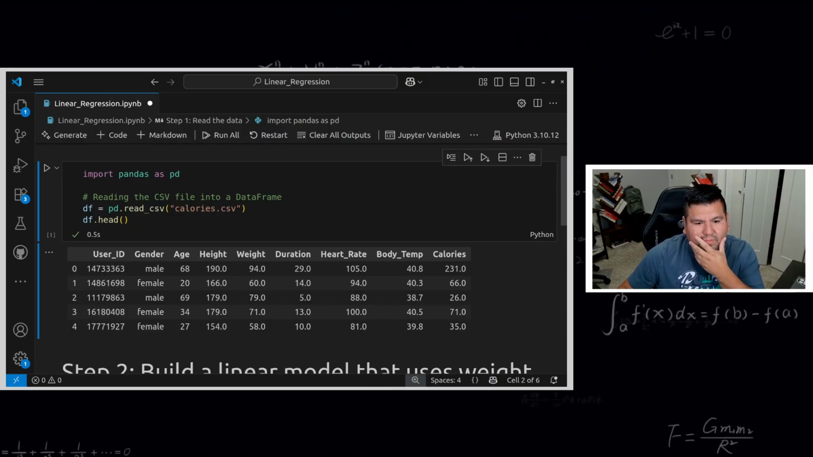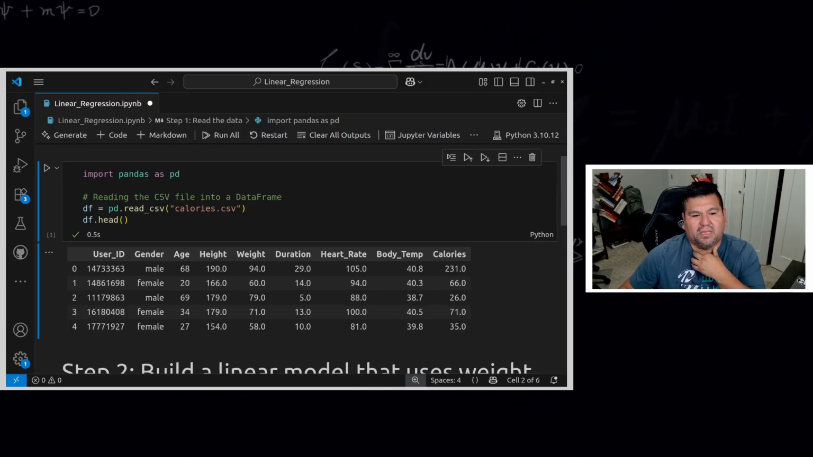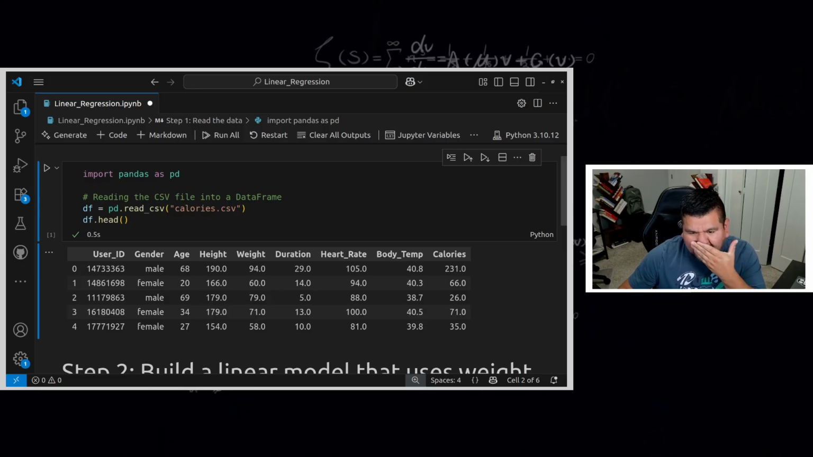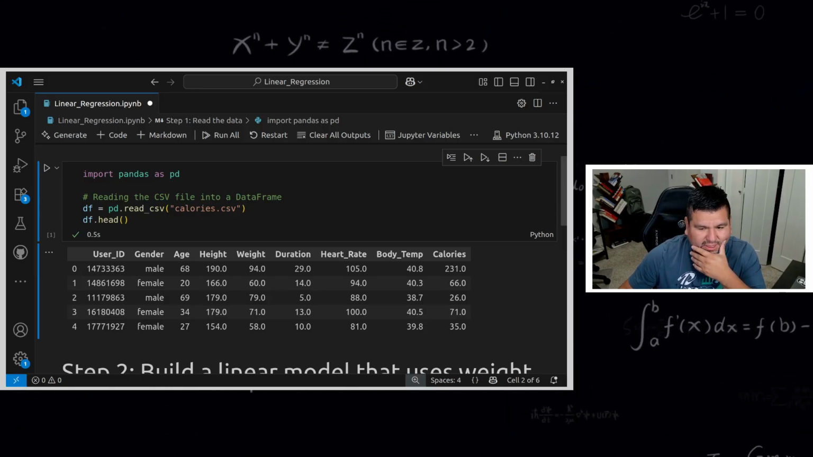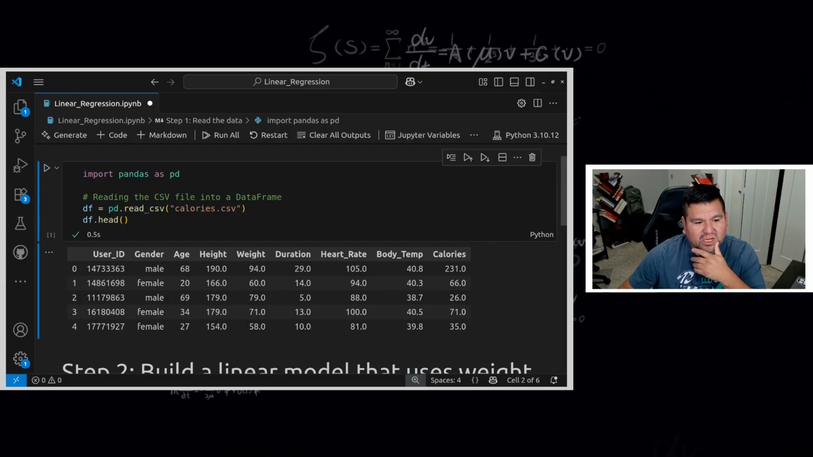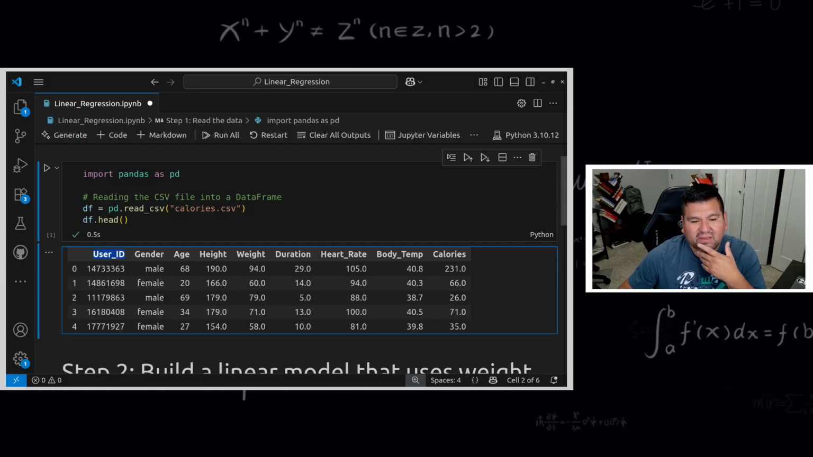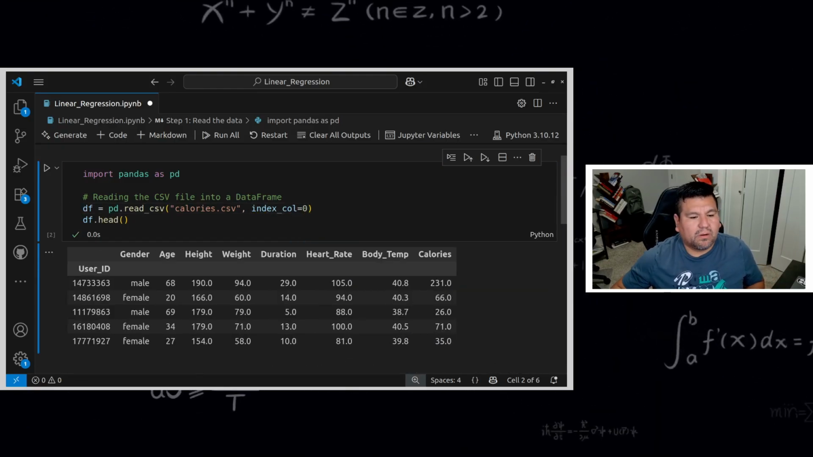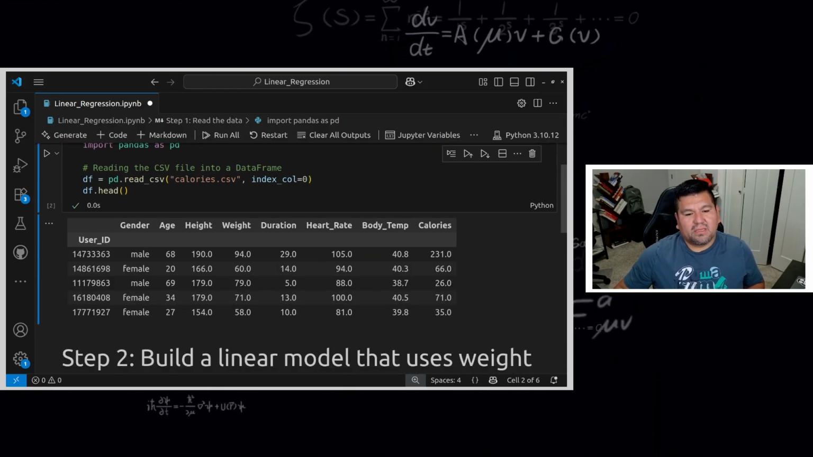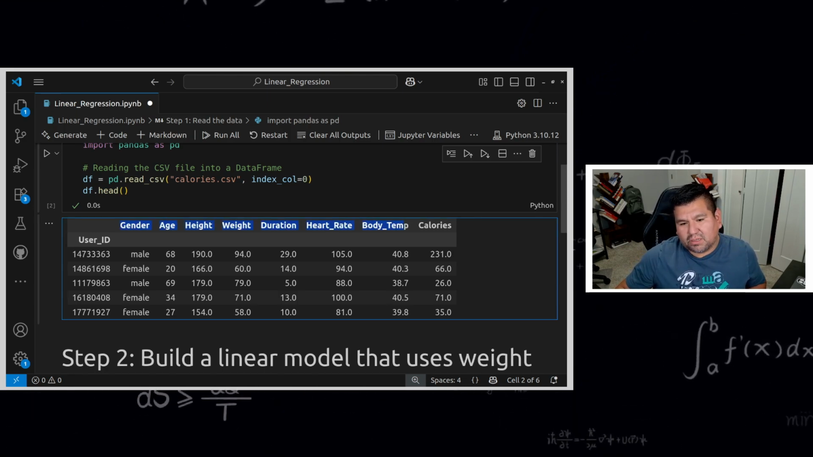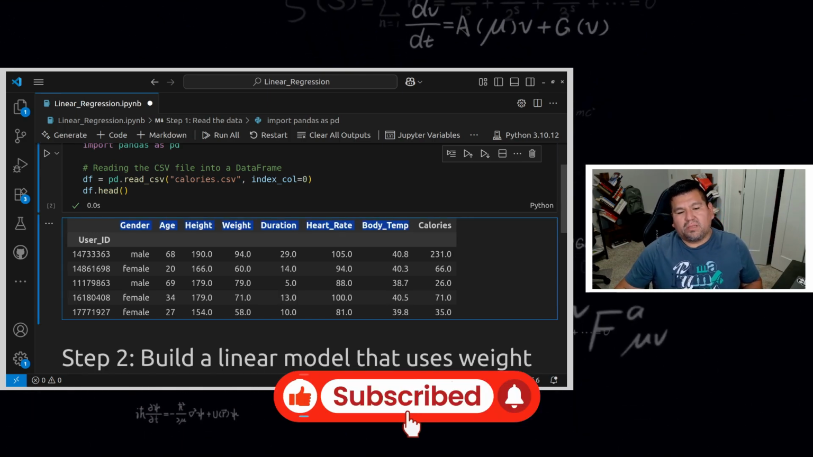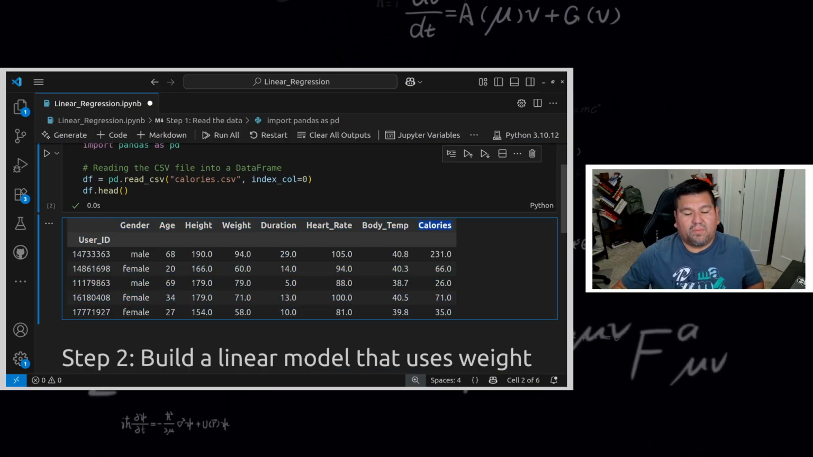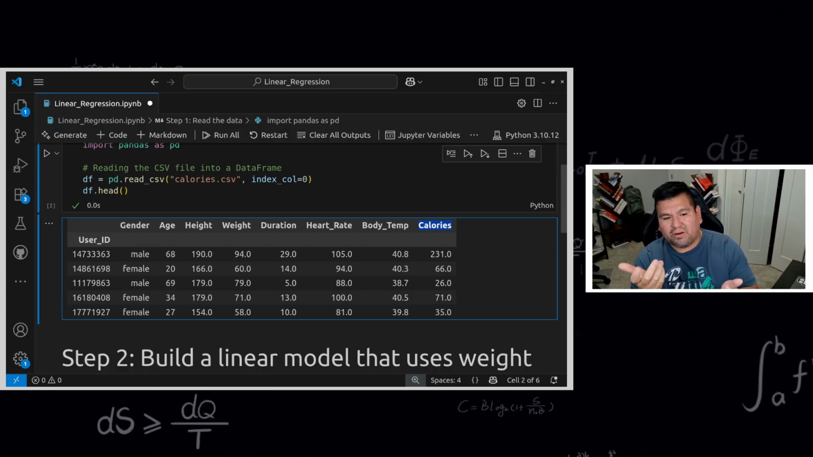All right. So they collected the gender information, age, height, weight, duration of the workout, heart rate, body temperature, and the calories that they burn by the end of the workout session. User ID doesn't provide us any information, so we can get rid of that. All right. Again, the goal is to use these columns right here, gender, age, height, weight, duration, heart rate, and body temperature to predict calories. And the model that we're going to use is a linear regression model.